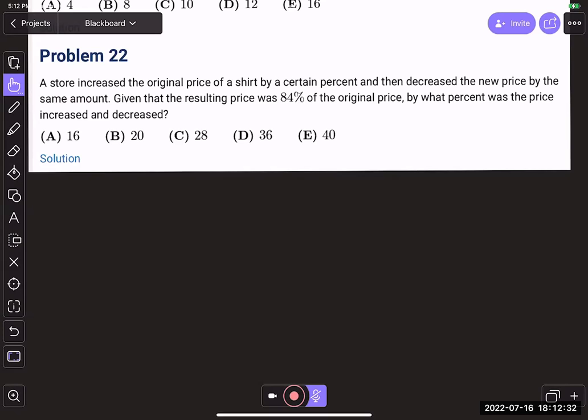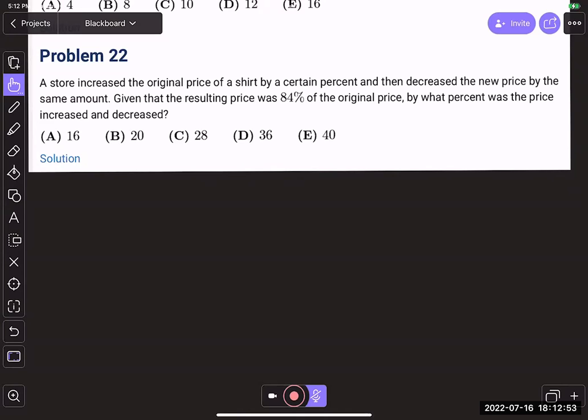A store increased the original price of a shirt by a certain percent and then decreased the new price by the same amount. Given that the resulting price was 84% of the original price, by what percent was the price increased and decreased?